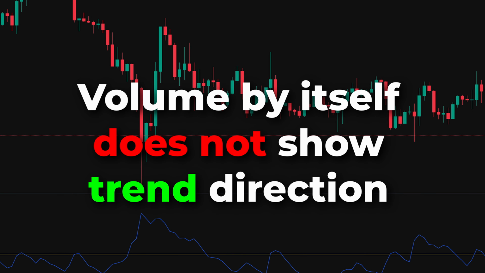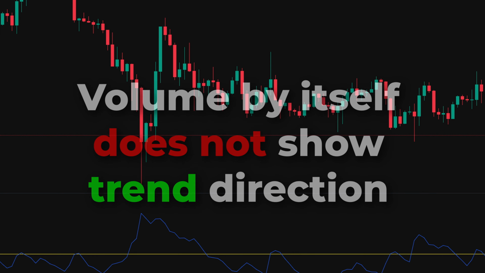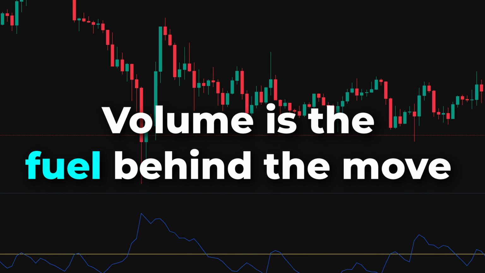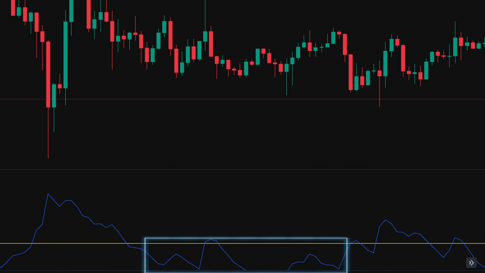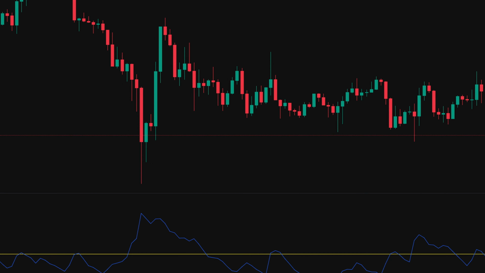First, volume by itself does not show trend direction. Volume is the fuel behind the move. The higher the volume, the stronger the momentum. The lower the volume, the weaker the move. To determine the direction, look at price.